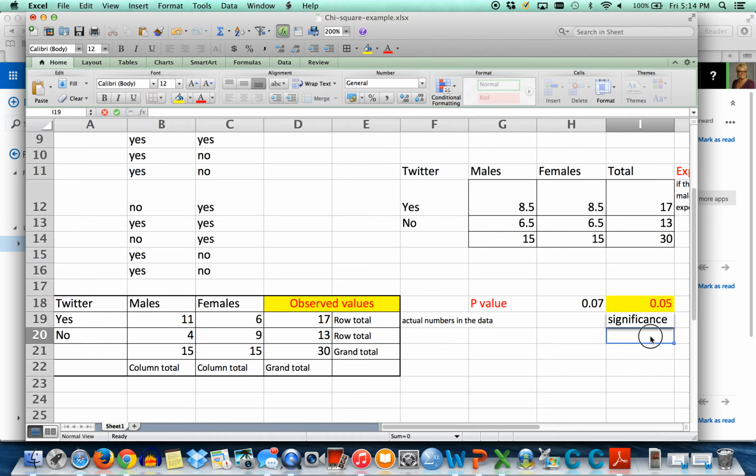So what this is saying is that there aren't any differences in the number of males versus females that have Twitter accounts. And that's probably because this sample size is so small and the chi-square statistic is very sensitive to sample size. However, you see how it's 0.07, and this is what we would call approached significance. Let me write that.